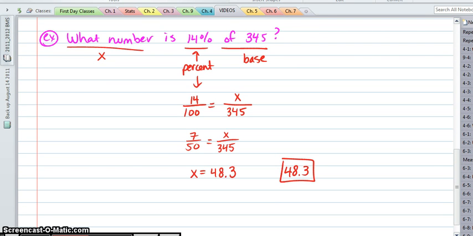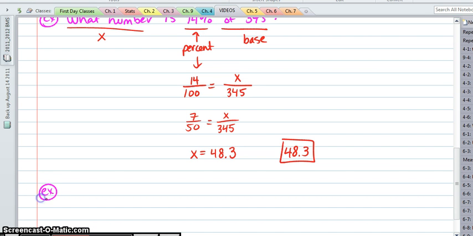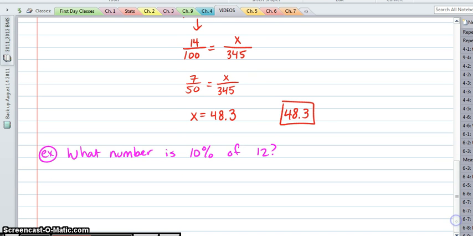Always take a step back from the math and make sure you're looking at your solution and seeing, could it work? Does this answer make sense? Let's say I gave you something like this. We're just playing around with different forms here, different missing parts, different word setups. So let's do this. What number is 10% of 12? Go ahead and work through this one on your own.